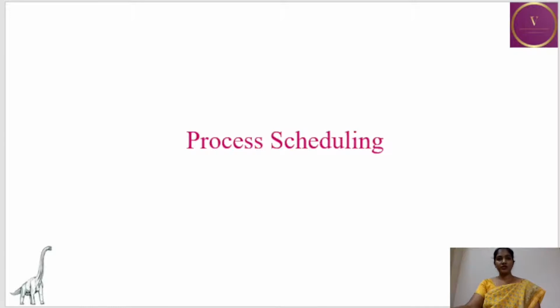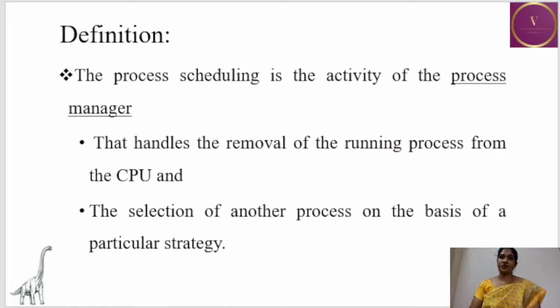Let's get started. Process scheduling. First, let us look at the definition of process scheduling. The process scheduling is the activity of the process manager that handles the removal of the running process from the CPU and the selection of another process on the basis of a particular strategy.